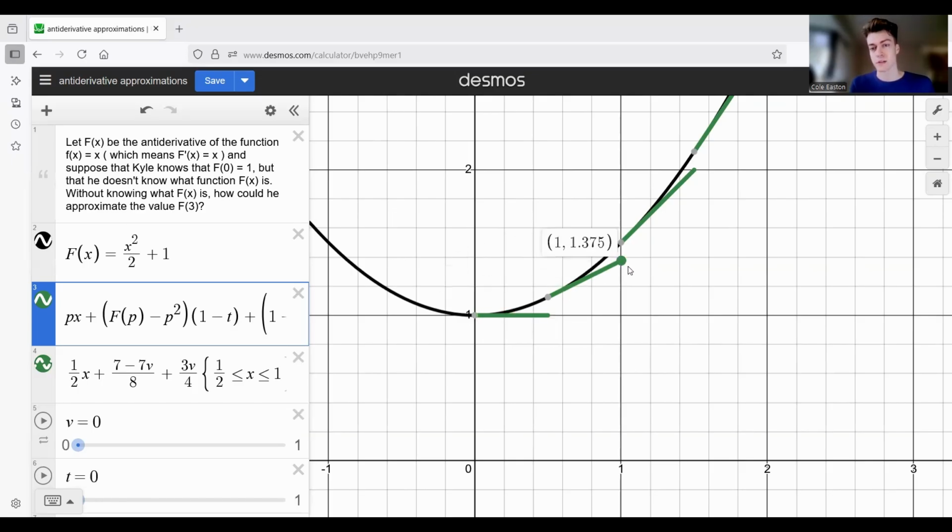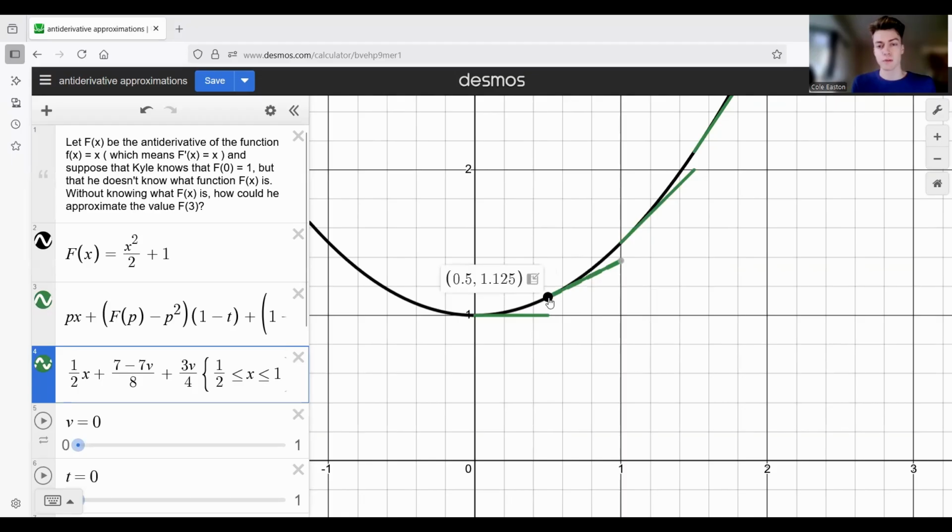What about this next tangent line here? Is Kyle able to draw this tangent line? Well, Kyle knows that the derivative at 0.5 is 0.5, right? We're just plugging 0.5 into the function f of x equals x. So he knows the slope of it, but he doesn't know this point. He doesn't know the point 0.5, 1.125. So he's not able to draw the line through that point. He only knows the slope of the line, but he doesn't have a place to connect it to.